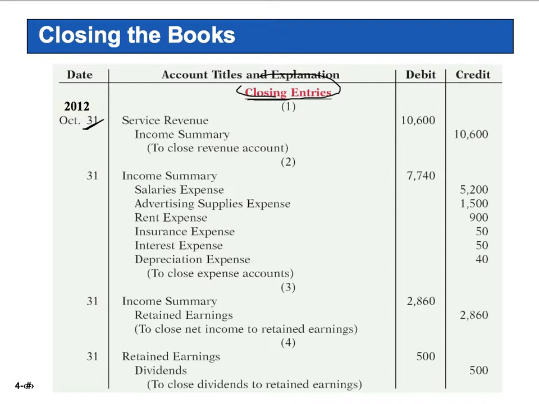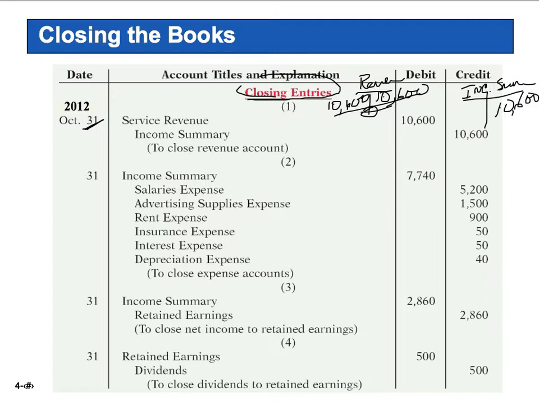Now notice we do something different here. Service revenue, if you think of revenue as a T account, has a credit balance of $10,600. What I'm doing here is I'm journalizing this. I'm debiting service revenue $10,600, which means once I post it to revenue, revenue will have a 0 balance. And I am crediting an account called Income Summary. And I credit that, so it's $10,600 in Income Summary.